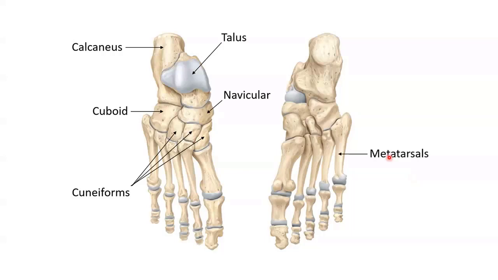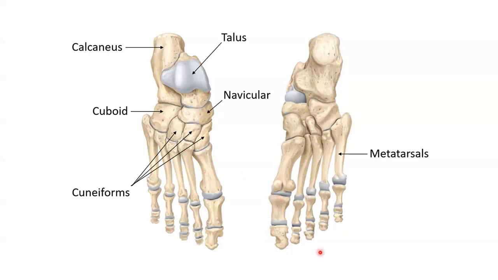The metatarsals are these 5 bones here, numbered 1 through to 5, starting off with our big toe, so this one here, our big toe. This first metatarsal is thicker because it bears much more weight than the rest of the metatarsals.